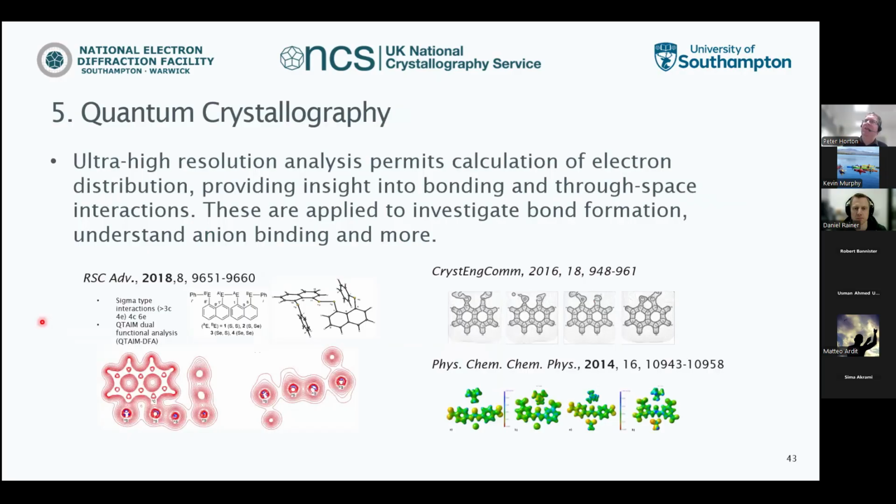And finally, we can also do some very high resolution analysis. When we look at the X-rays, we're normally just looking at where the atoms are, but we are interacting with the electron cloud, and if we have high enough resolution data, we can actually look at some of the information about how the binding occurs. So basically, this will be how strong some of these bonds are as well.